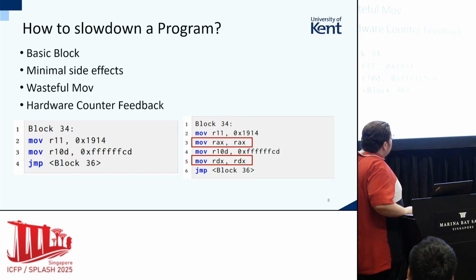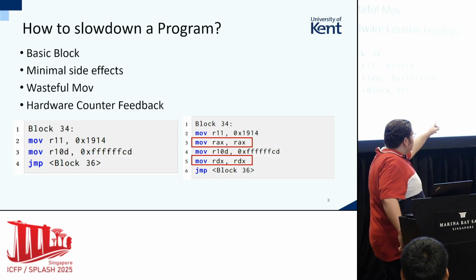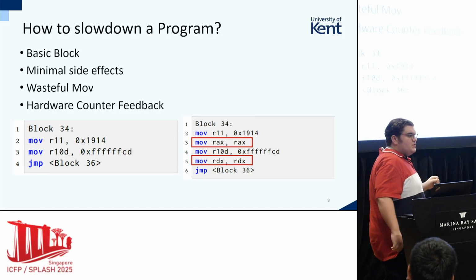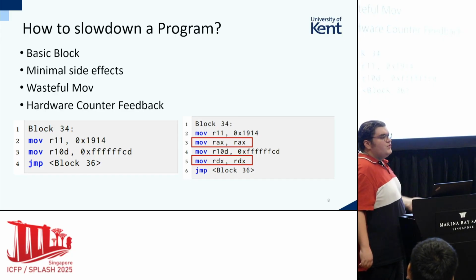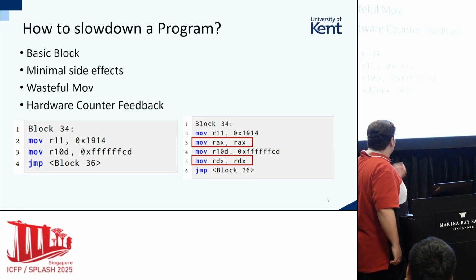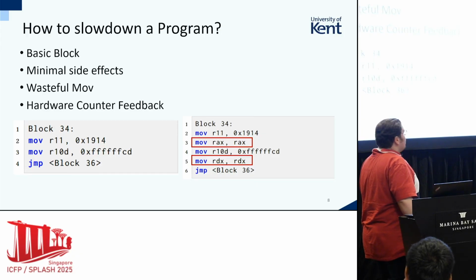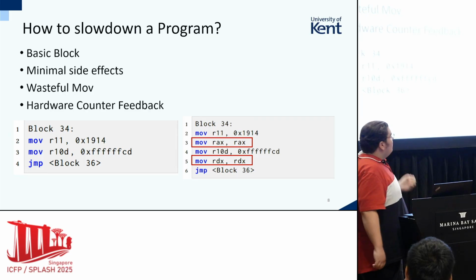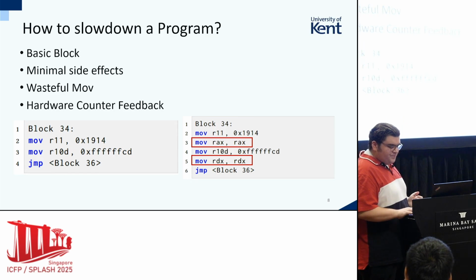The type of slowdown we're using are wasteful MOVs. On the right, highlighted on lines 3 and 5, you can see we've added these MOVs which perform a movement from the same register to the same register. This will not change the value in the register, but it will cause the CPU to waste some cycles in having to deal with these. To determine how many of these wasteful MOVs we add, we're using hardware counter feedback. We're using VTune, and we progressively add slowdown and use the VTune report to see how much slowdown we've caused, and that should give us a more accurate number of how much we're adding.